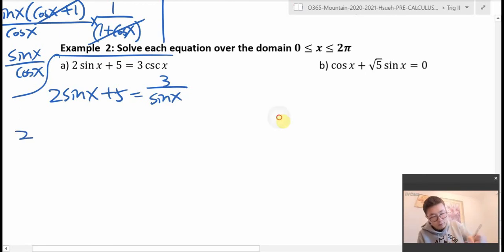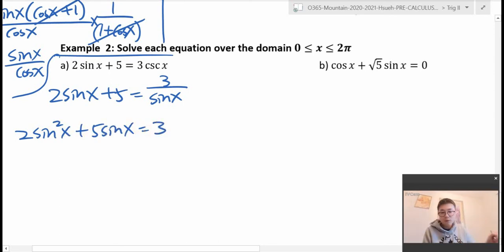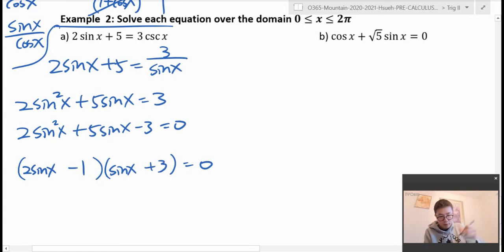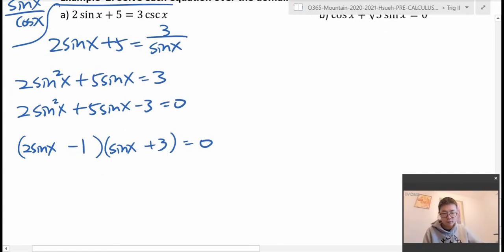Because I got a denominator here, I get 2 sine squared x plus 5 sine x equals 3. This is a quadratic equation. I'm going to move my 3 to the left. I get 2 sine squared x plus 5 sine x minus 3 equal to 0. We can factor this because it's a quadratic equation. You should get 2 sine x plus 3 here and minus 1 here, I think. Let me just double check. That's plus 6, minus 1. Perfect. So this is how you factor this.